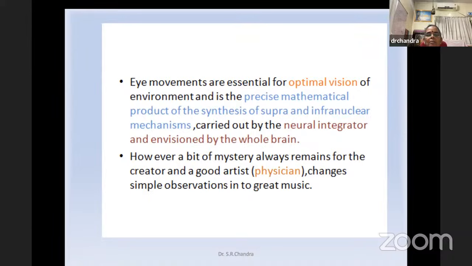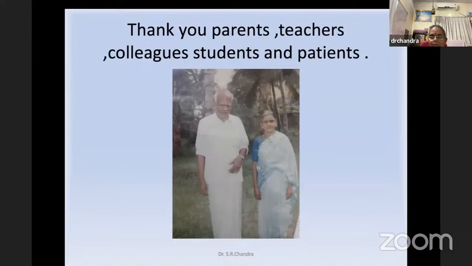However, a bit of mystery always remains for the creator, and a good artist, a physician, changes the simple observations into great music, that is the right diagnosis.